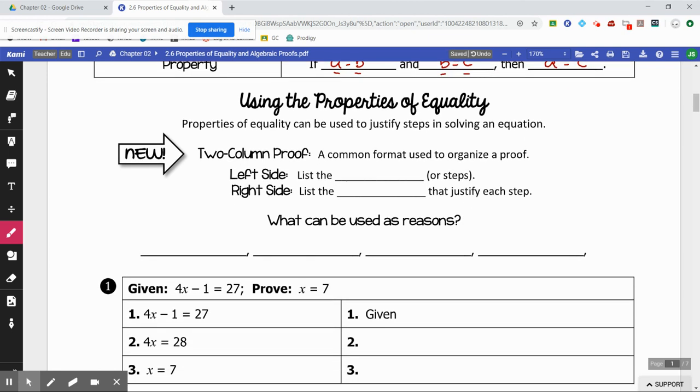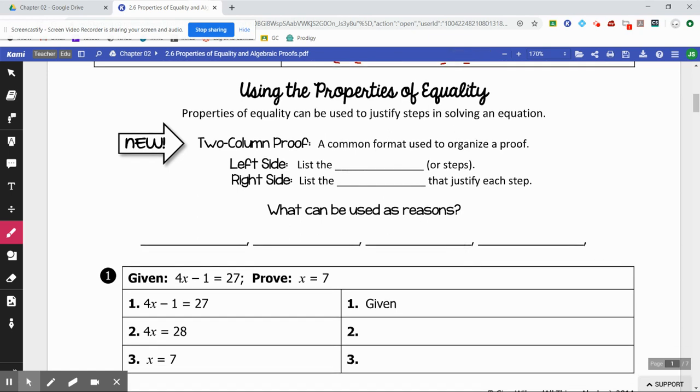So now let's use these properties of equality, and we're going to use them in what's called a proof. This is our way of introducing you to what a proof looks like. We're going to be proving some geometric theorems, and we're going to be doing it using two-column proofs. The properties of equality can be used to justify steps in solving an equation.